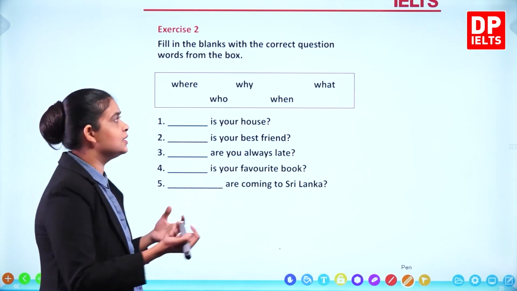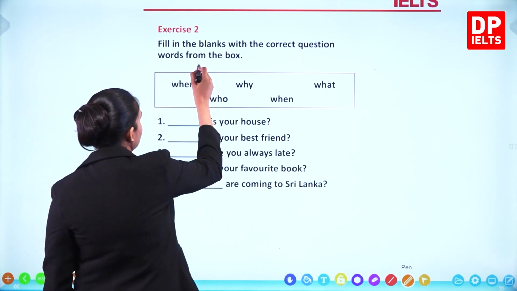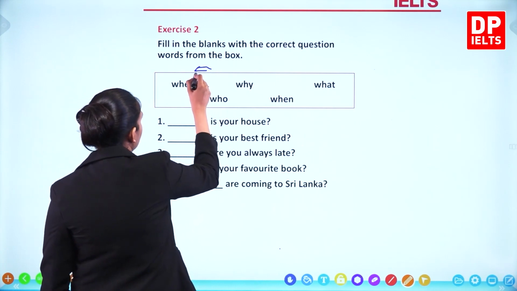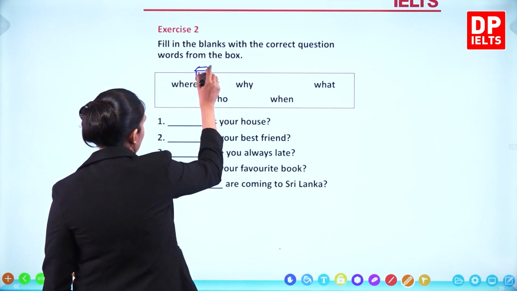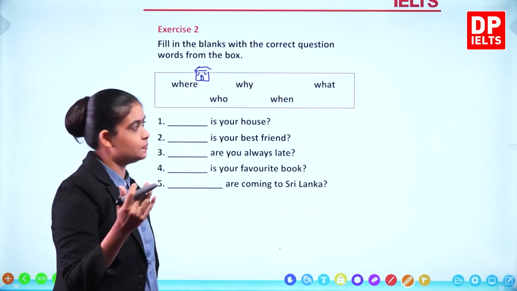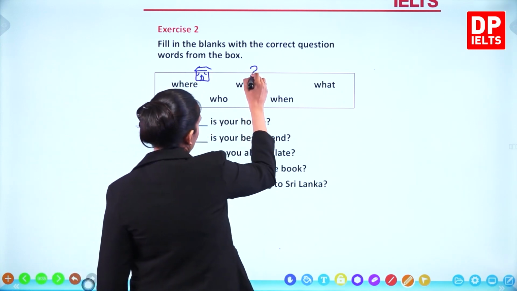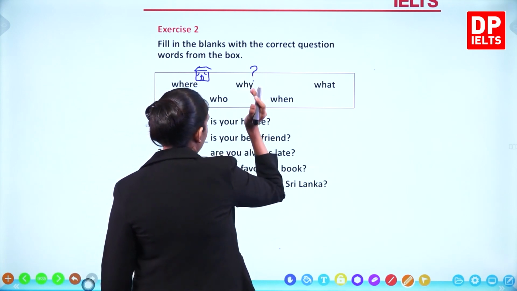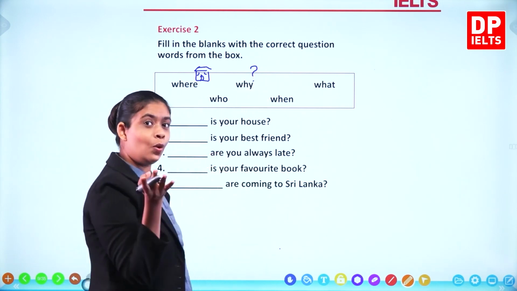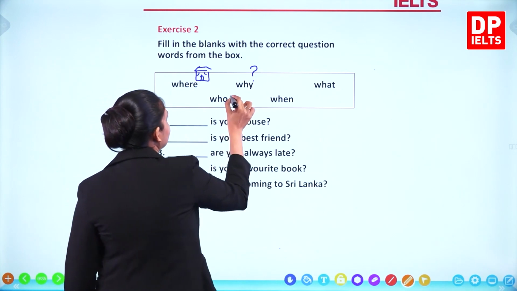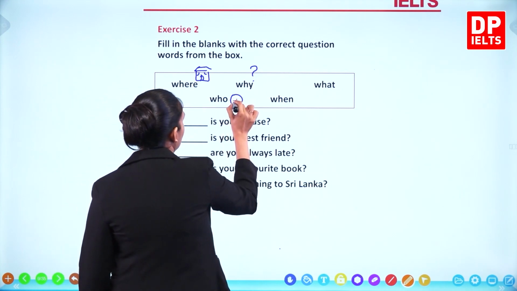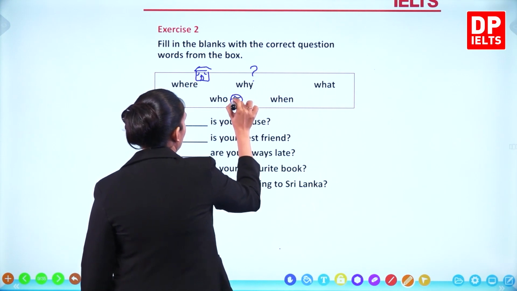Where means what? Usually I'm just going to draw a little picture. Where means we are talking about a place. So I'm just going to draw like a little house. Place. Why is like a question tag. Reason. You're asking why. Okay. Who? What is who? Like a little person when we talk about people. By now you know my drawing ability.